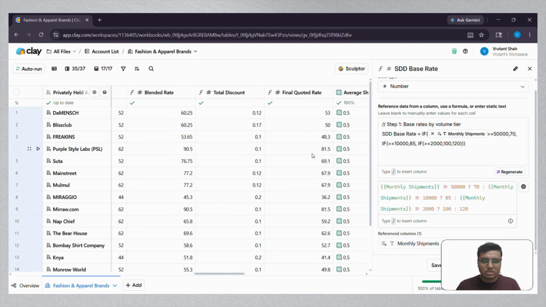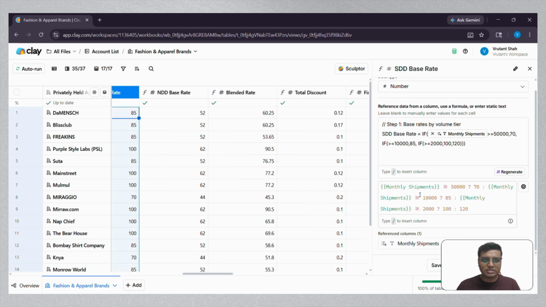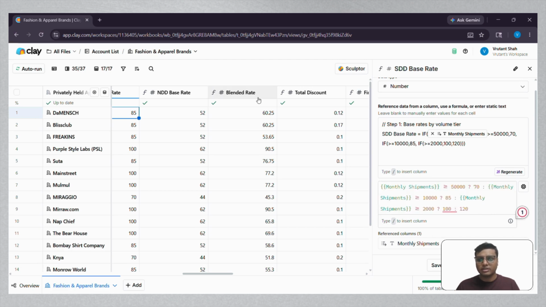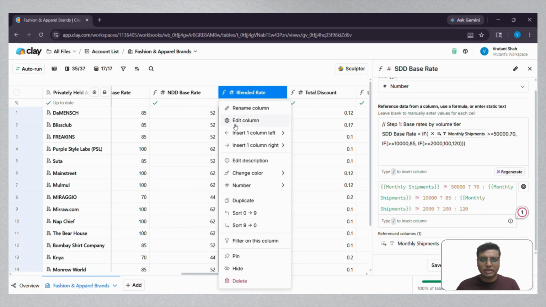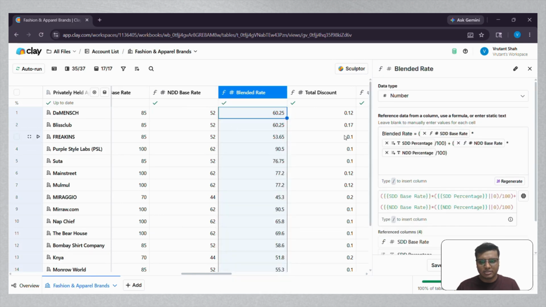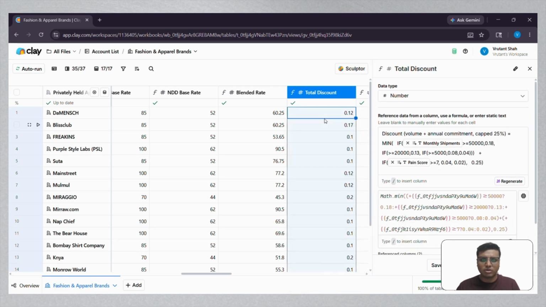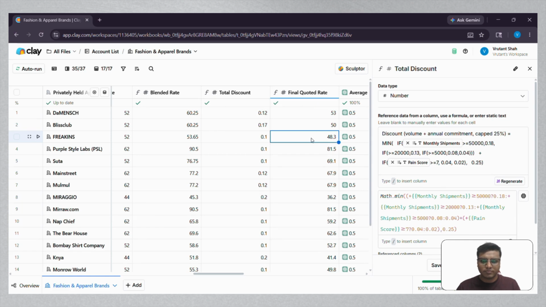I'll quickly show you what those formulas look like. For the SDD base rate, we are using a very simple formula based on the monthly shipments. If the monthly shipments are greater than 50,000, then we consider 70 as our base rate. If it's more than 10,000, then 85. That is how we have classified it. We have done the same for the NDD rate, and we have blended both the SDD and NDD rates. We have used a discount formula in place as well, and finally, we have our quoted price as you can see here.